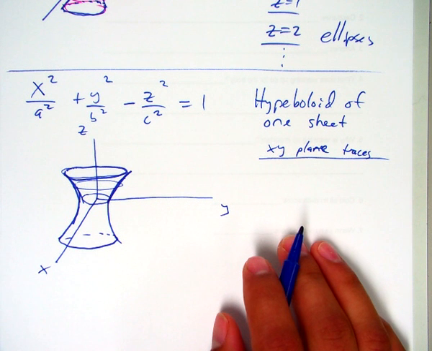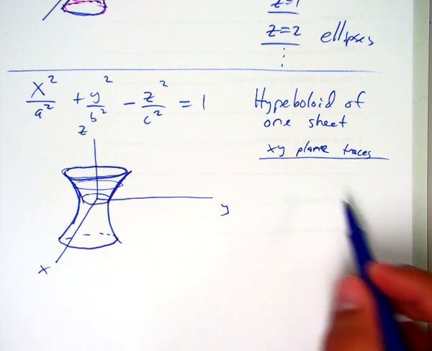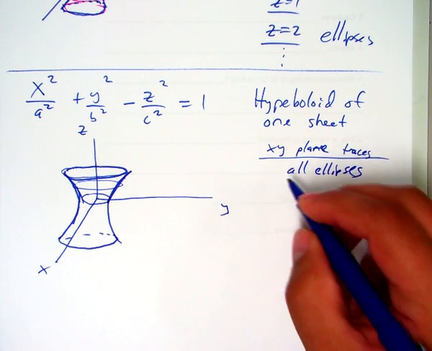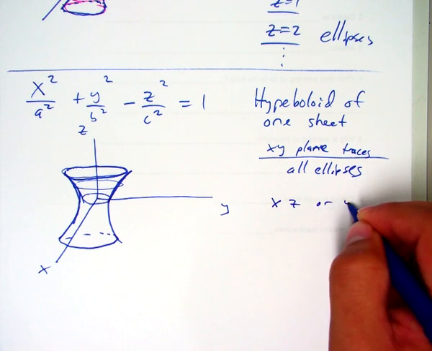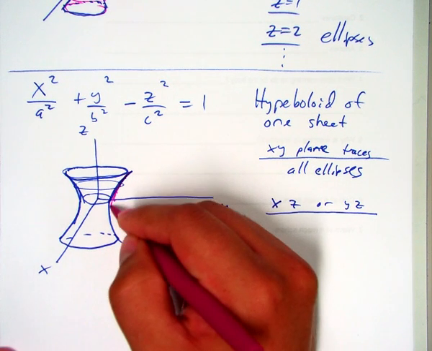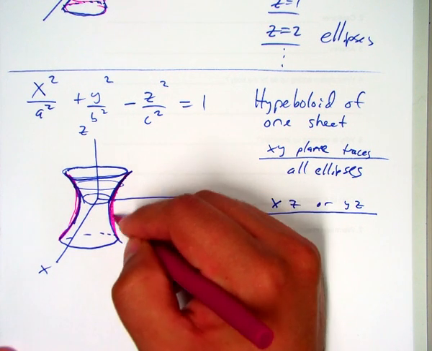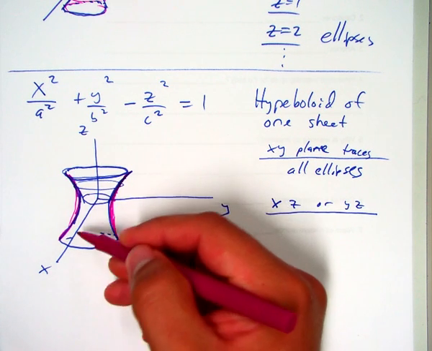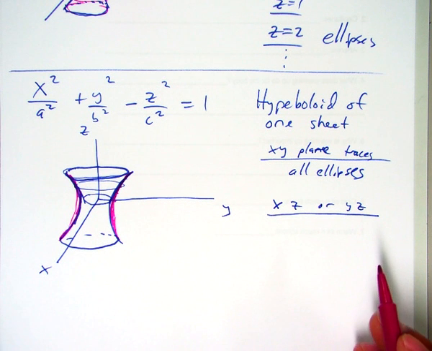So this is a hyperboloid of one sheet because it's all one surface that's connected. These are all ellipses here, but if you look at the xz or yz plane, or planes that are parallel to those, now you can see the other traces, which are hyperbolas. That's a hyperbola on the yz plane, and we can't see it, but there's one here on the xz plane as well. That's where it gets the name from.